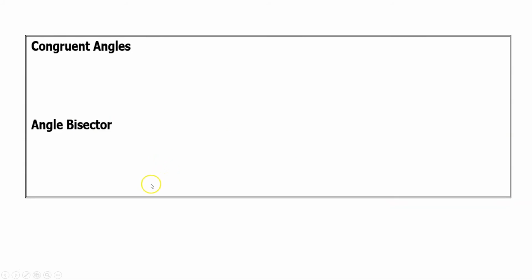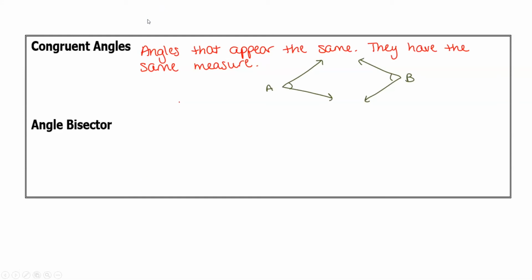So now let's talk about congruent angles. Congruent angles are angles that appear the same. So if you took one angle, this angle A, and you placed it right on top of angle B, they would be the exact same measure. If you put them on top of each other, they would look exactly the same.